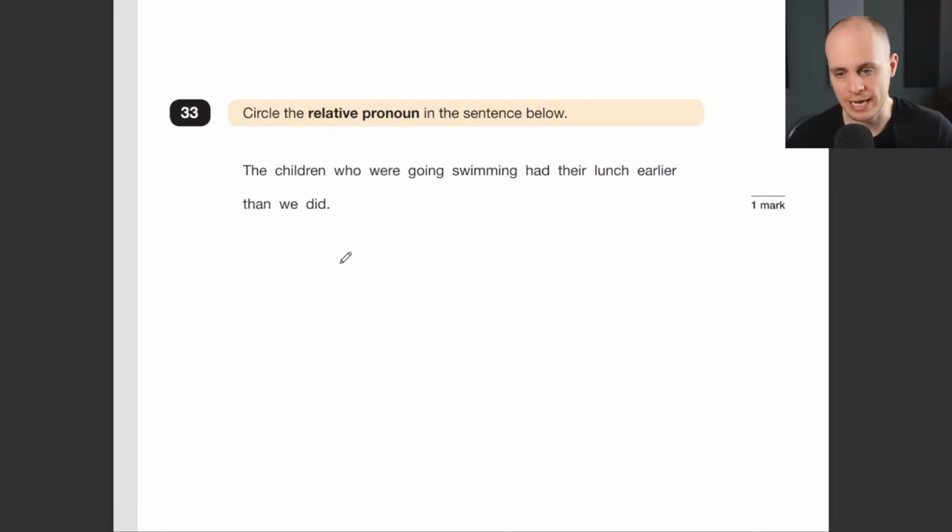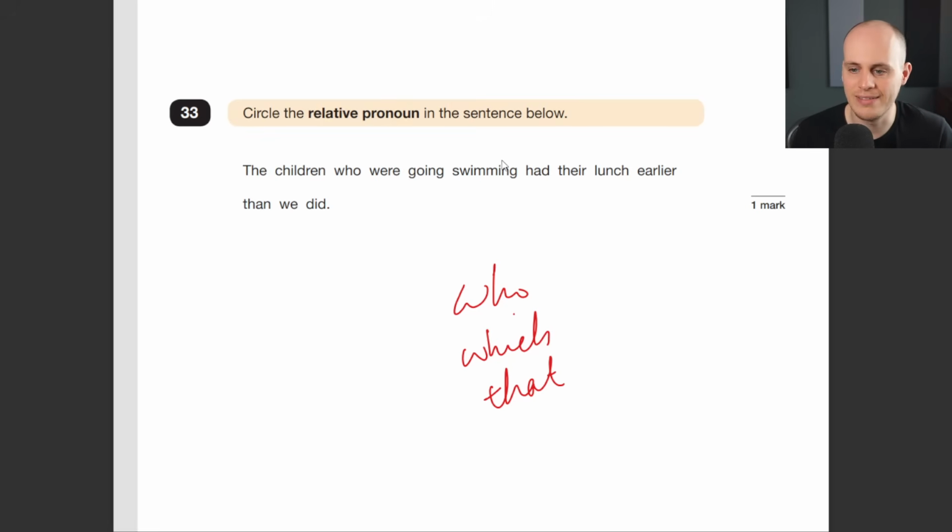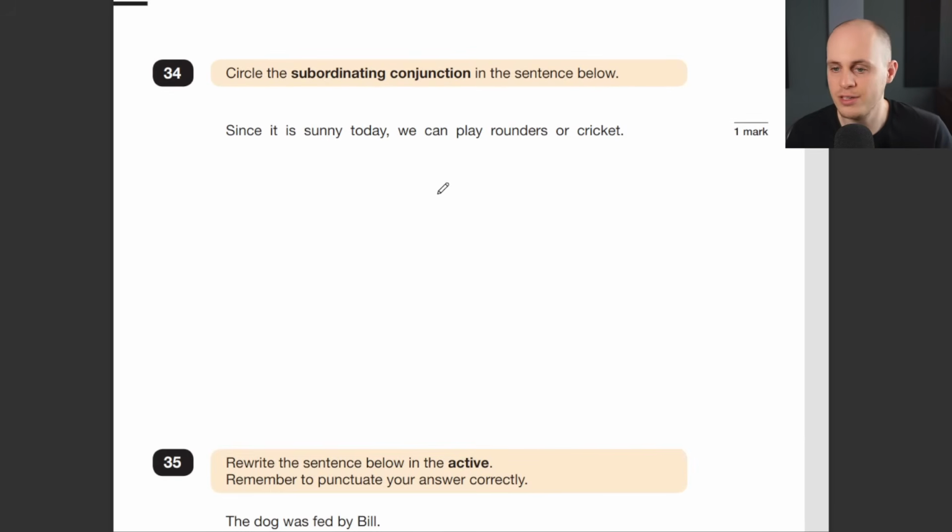Number 33. Circle the relative pronoun. Remember I said relative clauses start with relative pronouns, which are usually who, which, or that. Okay, so look at this one. The children who were going swimming had their lunch earlier than we did. Who is the relative pronoun there? Okay, if I was putting commas in, it would go there and there for my relative clause, which is there. So lots of things you can draw of that, but who is the relative pronoun? So we've circled it.